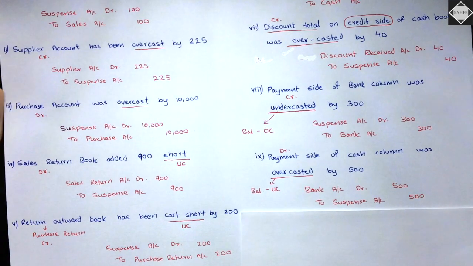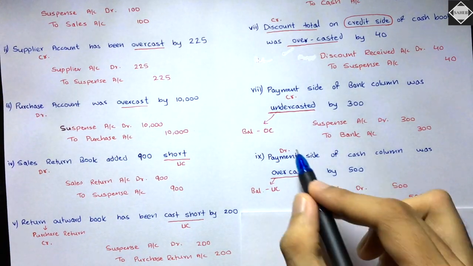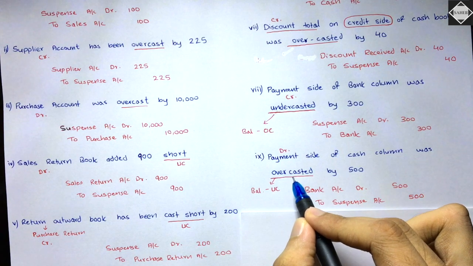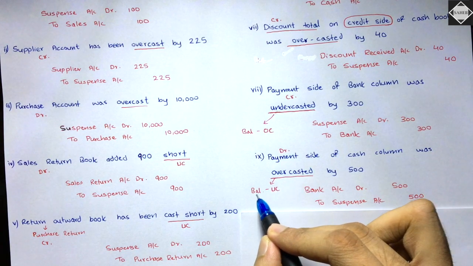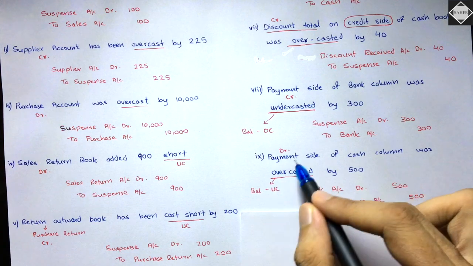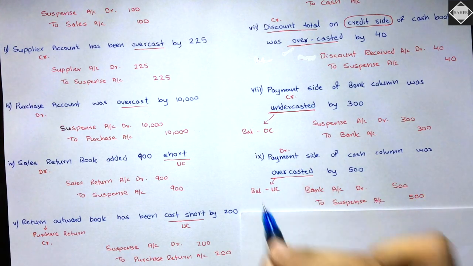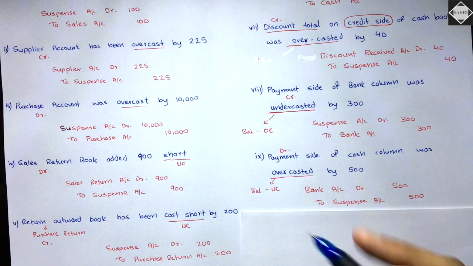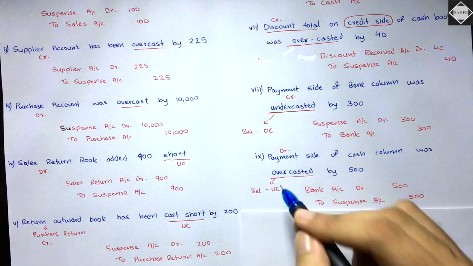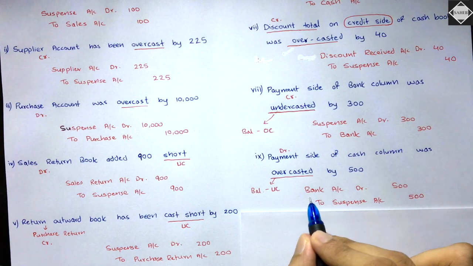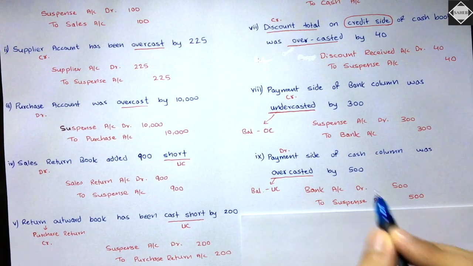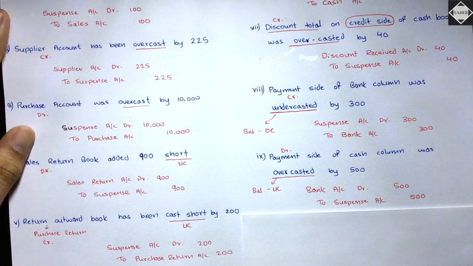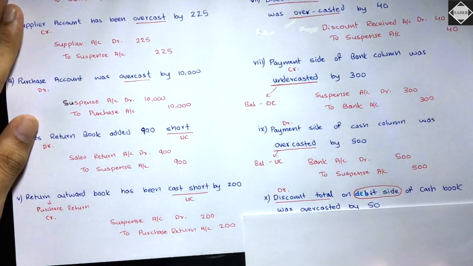Is that clear? It's really easy, it's not difficult at all. Payment side is overcasted. What is the effect on balance? Balance is opposite, undercasted, because they are negatively related. If balance is undercasted, what is the rectification? You have to increase. Undercast means increase. So increase bank account by debiting it and then complete the handicap with the suspense. Clear? Yes. Next we have the last transaction.